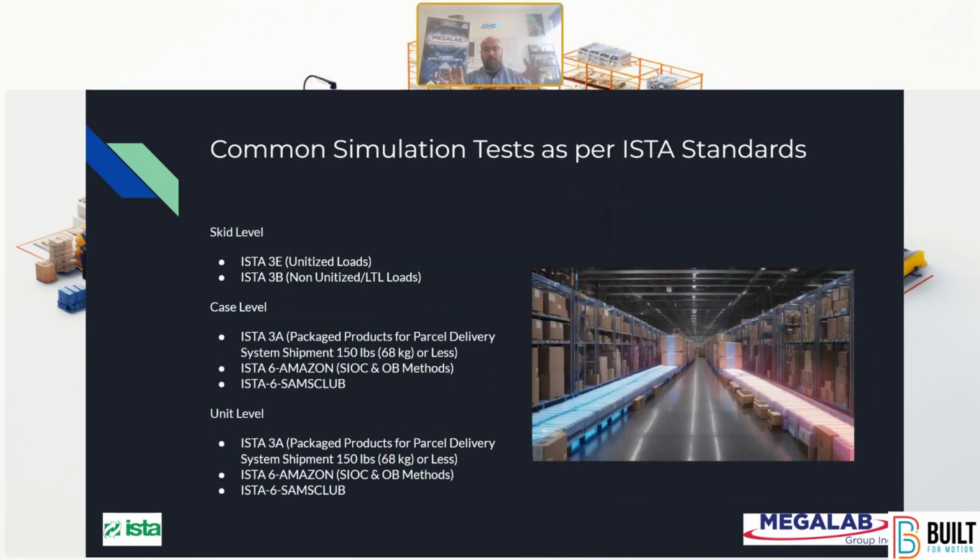So now that we talked about what you would select to make the test happen, let's talk a little bit about the tests that actually happen at the skid, case, and unit level. There's a plethora of tests that can be applied, and a large number of them are fairly custom in nature. So for the purpose of this presentation, I kept it light and easy. If you have any other questions after, feel free to email me and I can walk you through it.